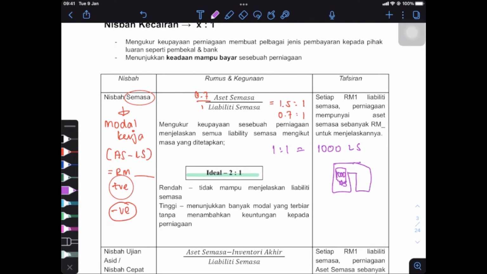What it means is that in this pocket, this money, besides paying back your liability, yeah, definitely we need to pay back our liability because we are owing the money, right? Besides paying back, we also have other expenses or belanja that we have to pay. So cash is not used only for liability. It is also used for your belanja. So if it's 1 to 1, 1,000 liability semasa, 1,000 asset semasa, it means that once you pay back all your liability semasa, you won't have cash to pay for your belanja. Belanja, for example, your sewa, gaji.